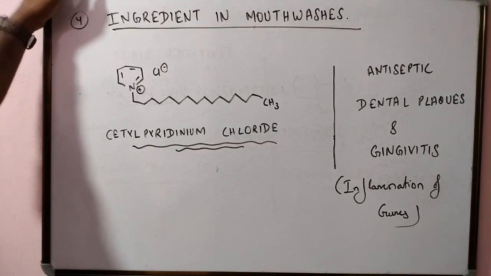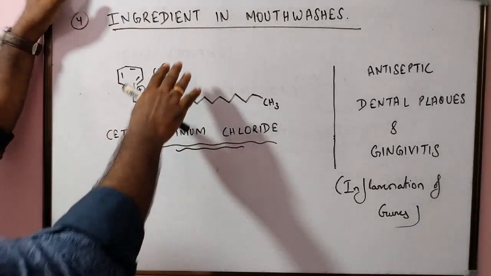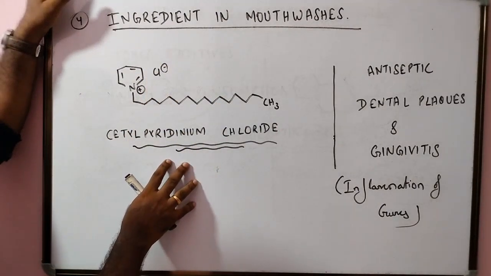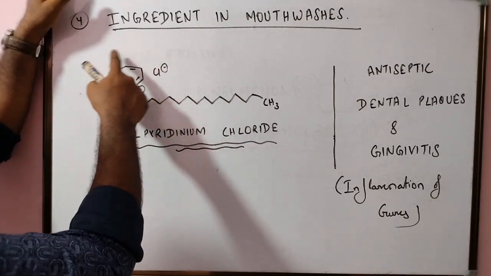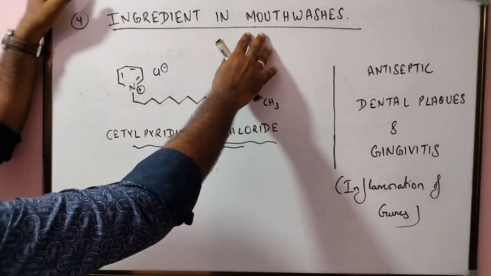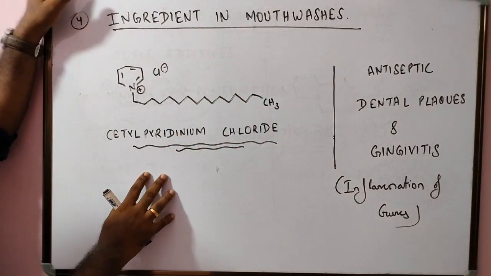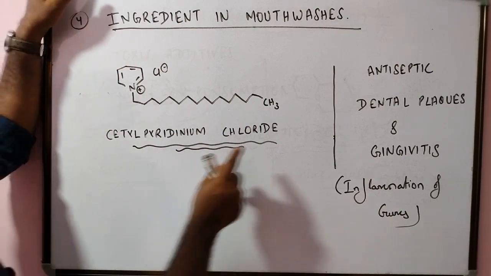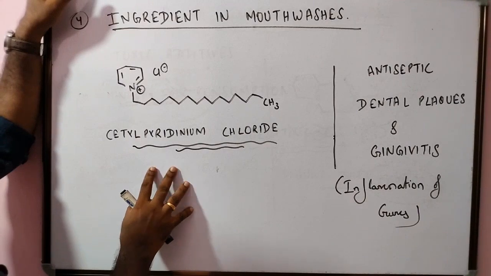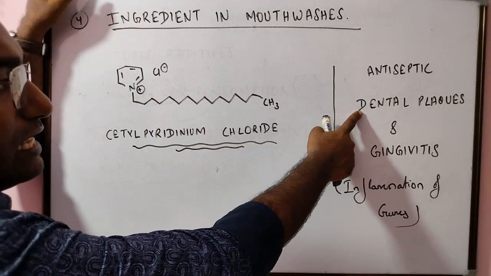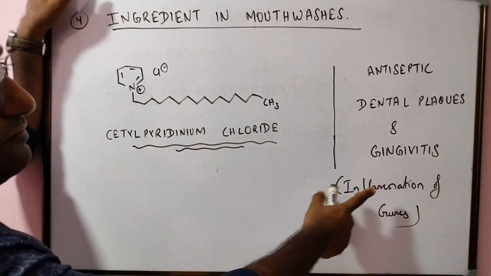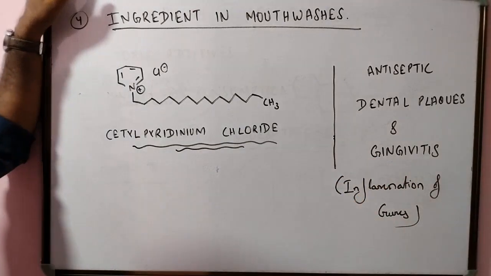Use number 4. Pyridine is used as an ingredient in mouthwashes. Cetylpyridinium chloride, a molecule which has got pyridine as the main moiety, is used as an ingredient in mouthwashes. This is used because it is known for its antiseptic property. Cetylpyridinium chloride is known to prevent dental plaques and is used in the management of gingivitis. Gingivitis is the inflammation of gums.